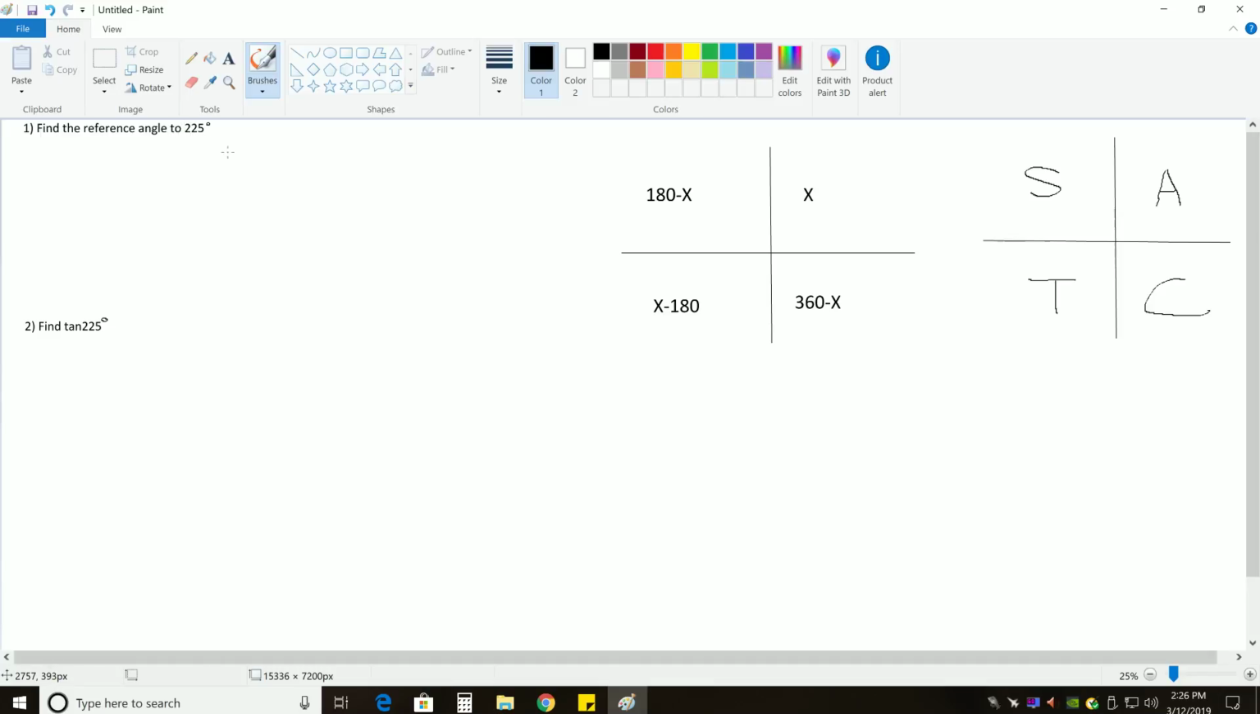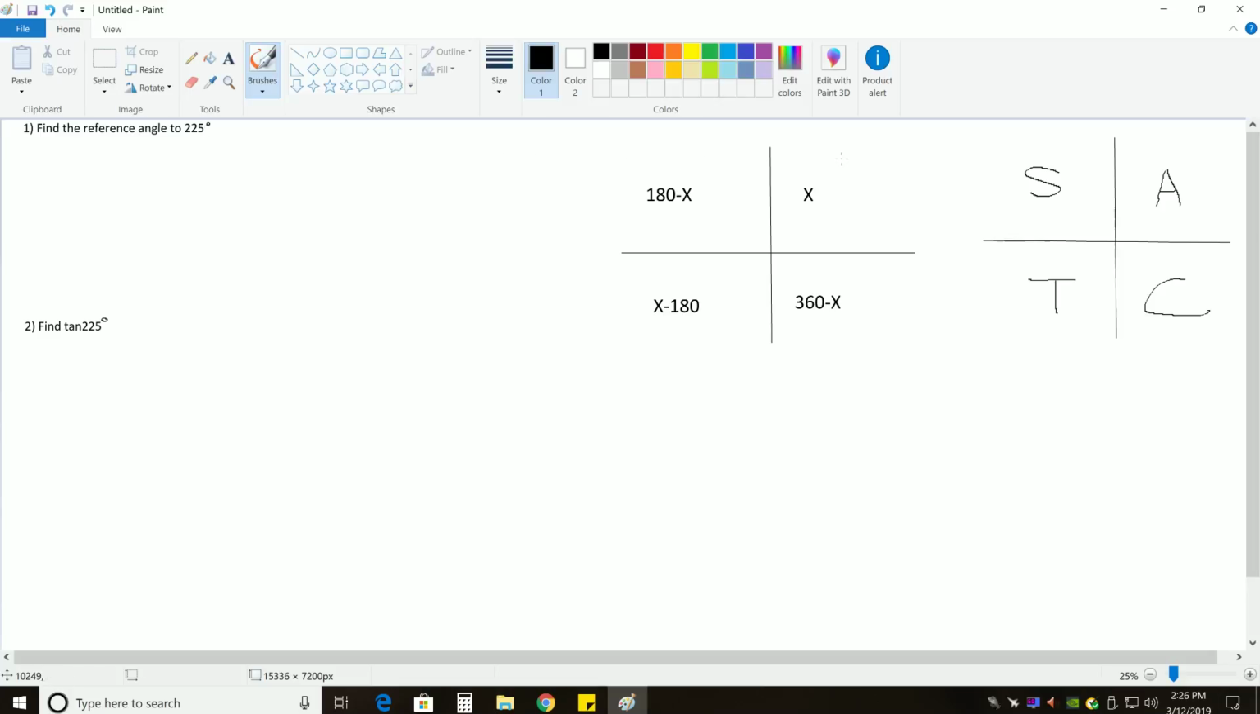Now, as you start getting more and more familiar with the unit circle, you'll be able to do most of this in your head. It seems like a lot of work, but as you progress, it'll come more and more naturally to you. But as of right now, let's just start as if we've never done this before. So, finding the reference angle to 225 degrees.